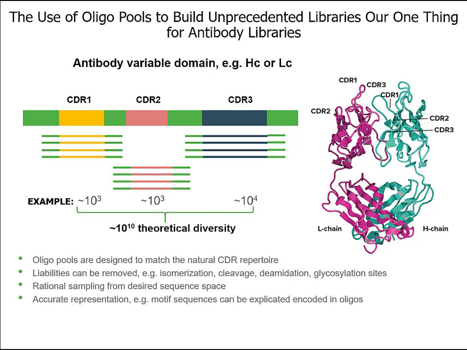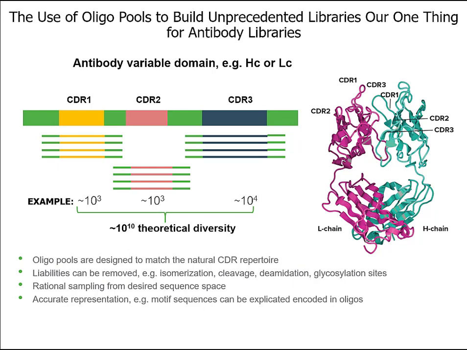So how do we do that? If you think about an antibody domain, like for example a heavy chain or a light chain domain, it's basically a collection of 3 different loops or CDR loops. We can basically make pools of oligos that encode for the diversity in those loops and then stitch them together seamlessly to create a hypervariable domain.